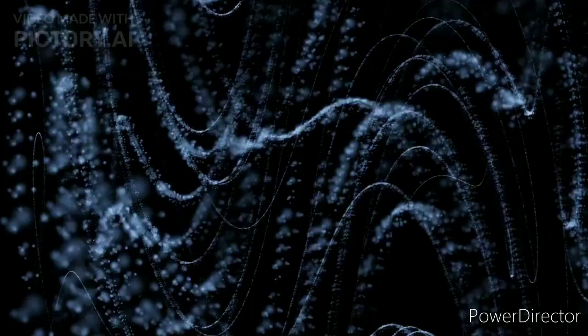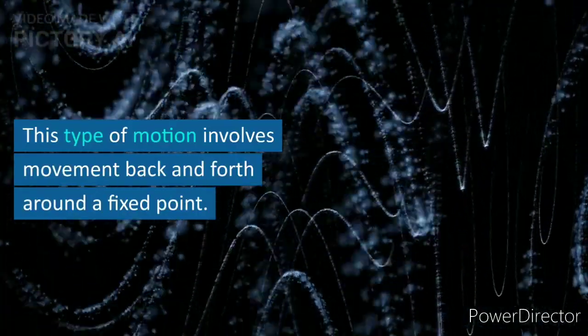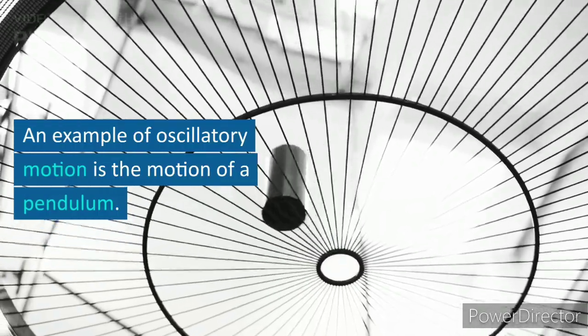Oscillatory motion. This type of motion involves movement back and forth around a fixed point. An example of oscillatory motion is the motion of a pendulum.